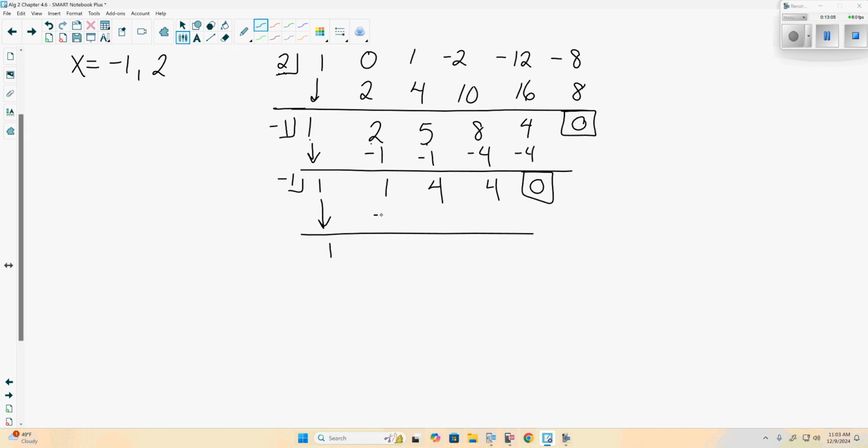Negative 1 times 1 is negative 1. 1 plus negative 1 is 0. Negative 1 times 0 is 0. 4 plus 0 is 4. Negative 1 times 4 is negative 4, and 4 plus negative 4 is 0. So that does tell us that negative 1 worked twice because it gave us another 0.